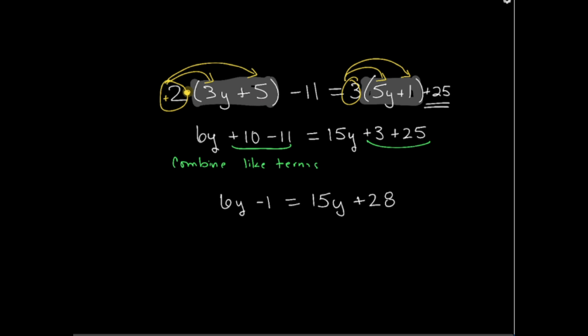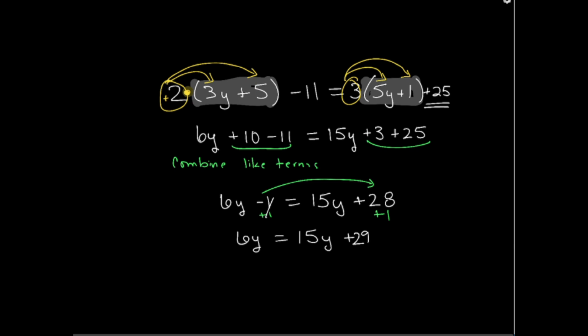Now we're not done. We're still solving for my variable. So now I'm going to move my numbers, and it doesn't matter whether you move your numbers or your variables first. I'm going to take that 1 and bring it over. I do that by adding 1 to both sides. Then I'm left with 6y is equal to 15y plus 29.